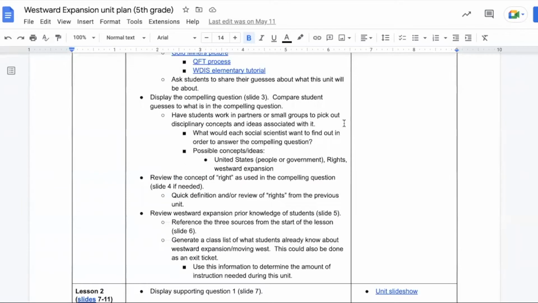After that activity is complete, work through the compelling question and pick out the disciplinary concepts and ideas associated with it. So thinking back to what each social scientist would want to find out in order to answer the compelling question. Then we move on to review the concept of right in terms of the review of rights and our theme for the year. And then we can figure out some of our westward expansion prior knowledge by using the 3 sources from the start of the lesson or by generating a class list of what students already know about westward expansion and moving west.